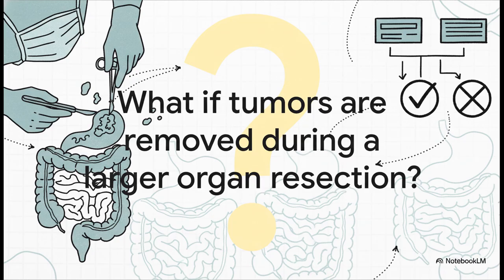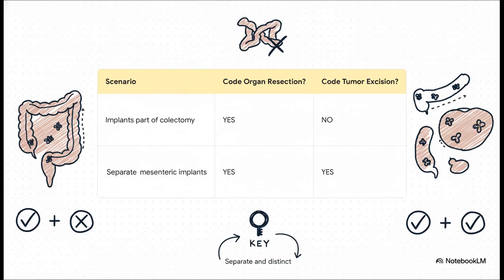Picture this. A surgeon is performing a colectomy, removing part of the colon, and they happen to find some tumor implants nearby. So do you code for that tumor removal separately? Well, the answer is, it all depends on exactly where that tumor is. And this table just lays it out perfectly. If those tumors are growing right on the piece of the colon that's being removed, then taking them out is just considered part of the colectomy. You only code the colectomy.